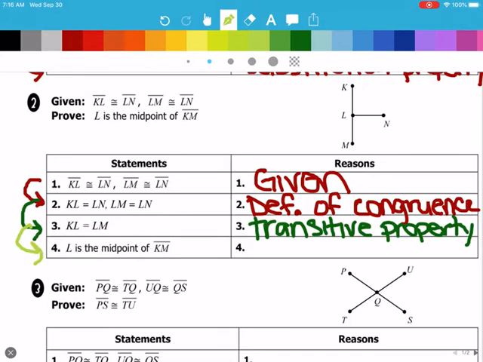And from 3 to 4. KL is the same thing as LM. If you look here, KL, LM, they're saying the same thing. So that's saying L has to be the midpoint. So that is the definition of midpoint. Again, pause here if you need to, but I'm going to move on to the next proof.